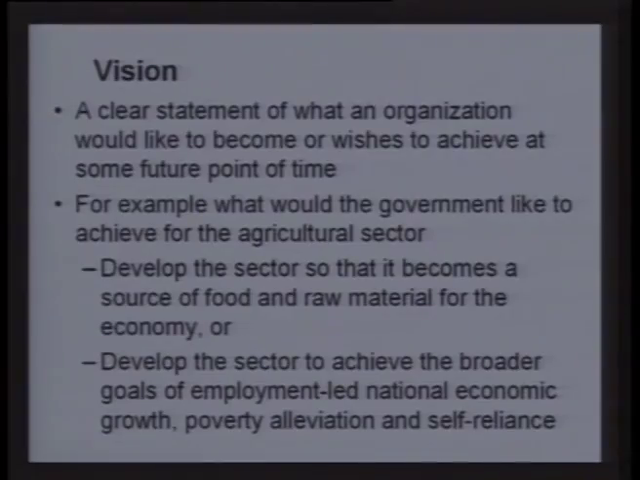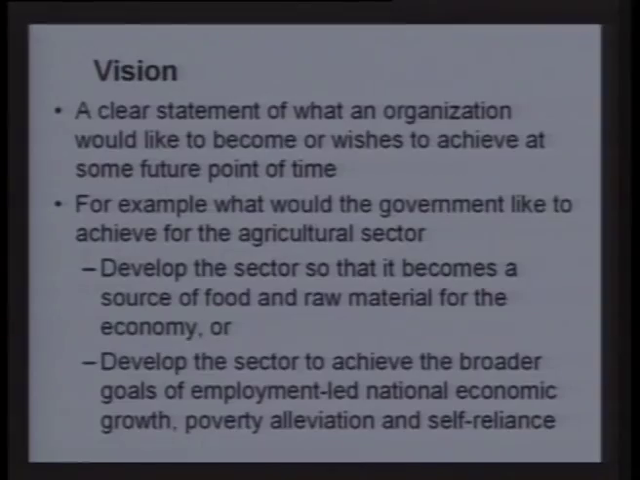Vision is a clear statement of what an organization would like to become or wishes to achieve at some future point of time. For example, develop the sector so that it becomes a source of food and raw material for the economy. Or a second example is to develop the sector to achieve the broader goal of employment-led national income growth, poverty alleviation and self-reliance. These are two brief examples of the vision.